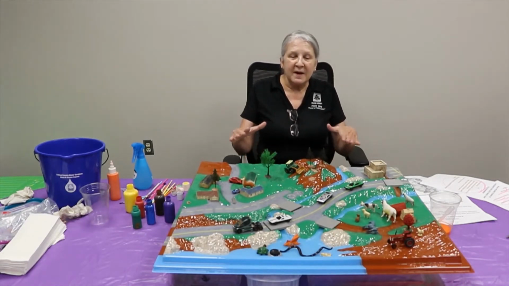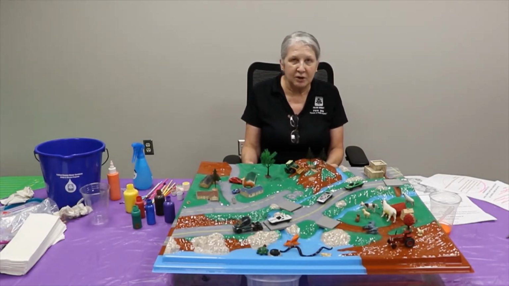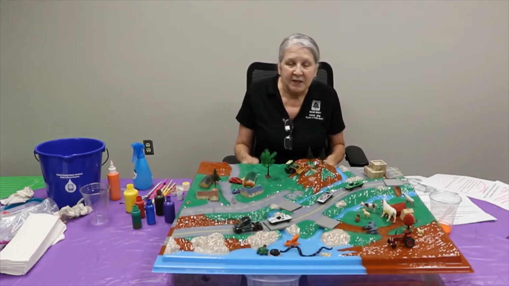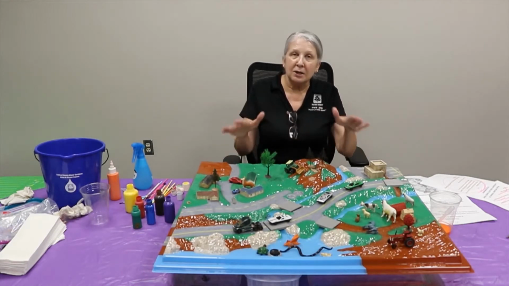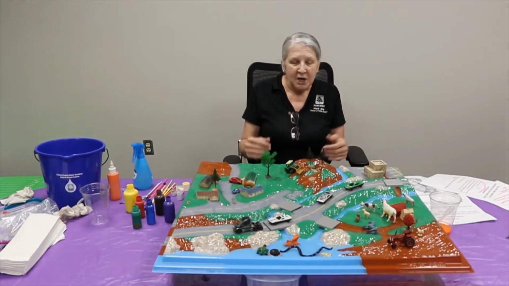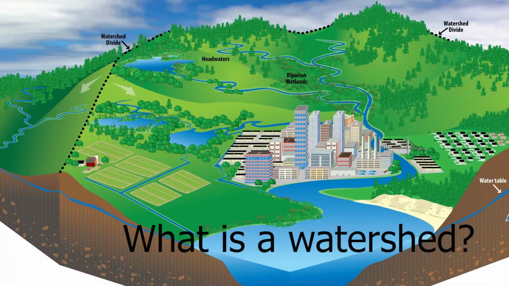Now, this is one of my favorite tools to talk about how to keep water clean and how our land use contributes to water pollution. It's called an Enviroscape, and all it is is a model or an example of a typical community within a watershed area. So the first question is, what is a watershed?